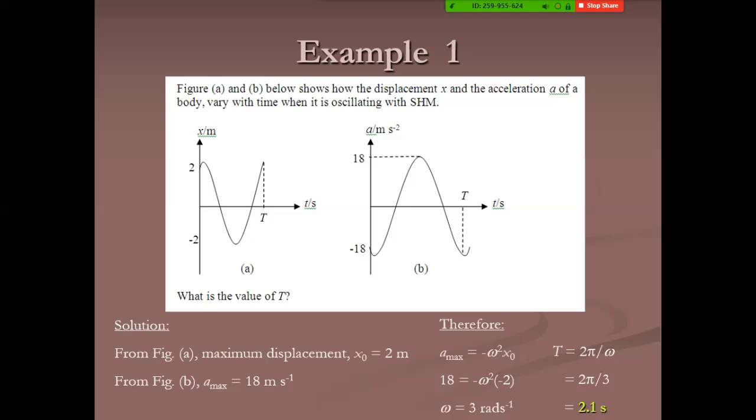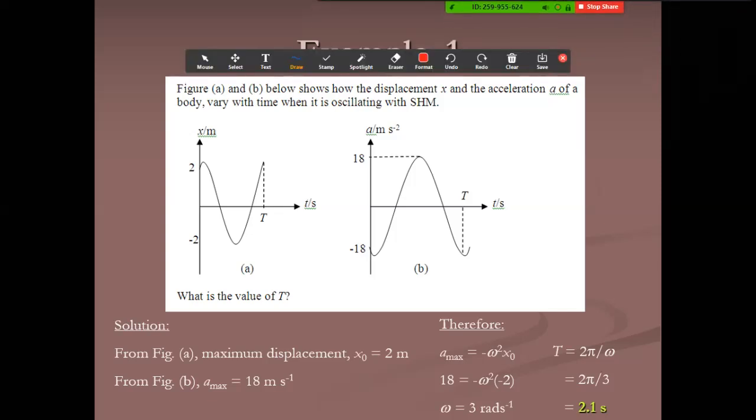What is the value of t? What is the period value? How much is t? So this is the working. For figure A, the maximum displacement is 2 meter. For figure B, A max we know is 18. So A max is negative omega squared x naught. So A is 18, x naught is negative 2. When A is positive 18, your x will be negative 2, because if you put x naught as 2, for A you must put negative 18, the opposite direction. So you get omega as 3. Because you want to find the period, T is 2 pi over omega, so you can find the period.